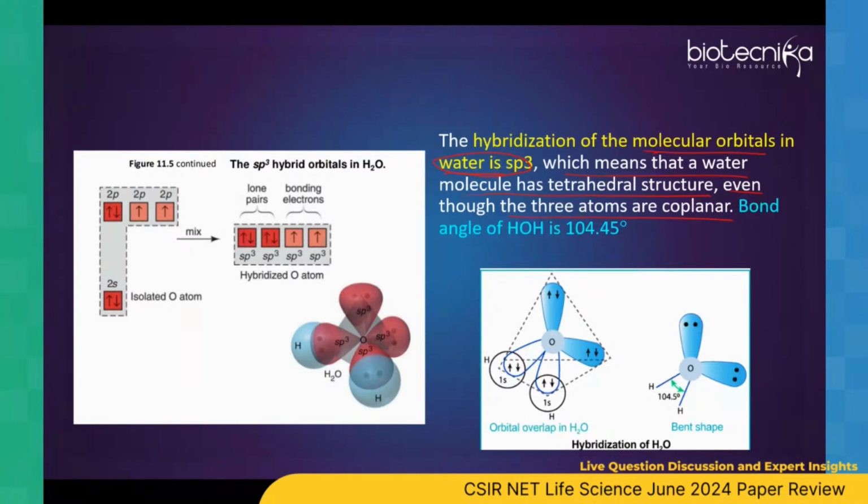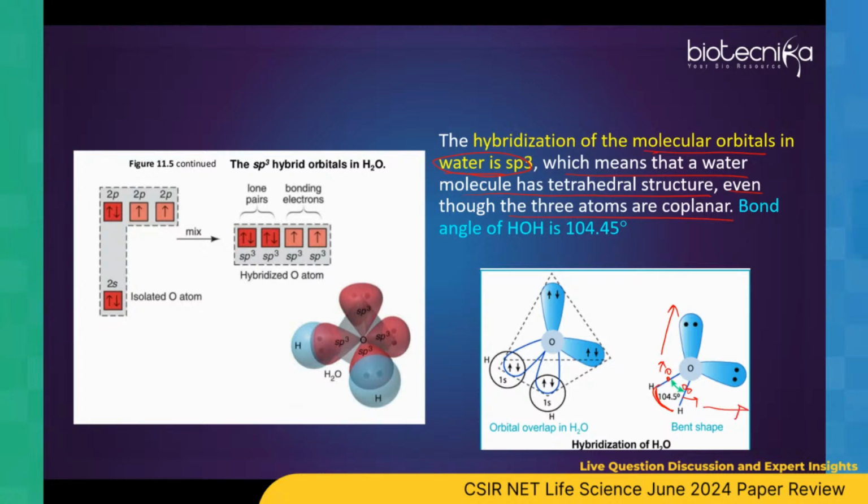What actually happens is the lone pairs of electrons. Oxygen has two lone pairs, so they push each other to position themselves quite far away from each other. That's why the angle between them becomes 104.5 degrees. It takes a bent geometry.